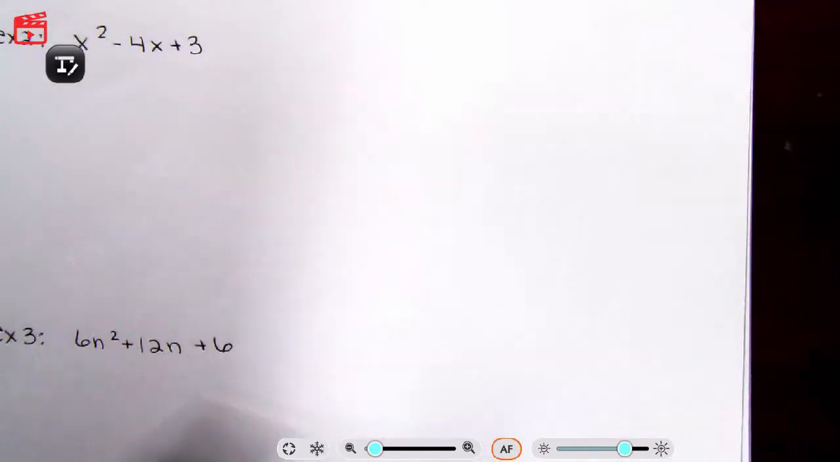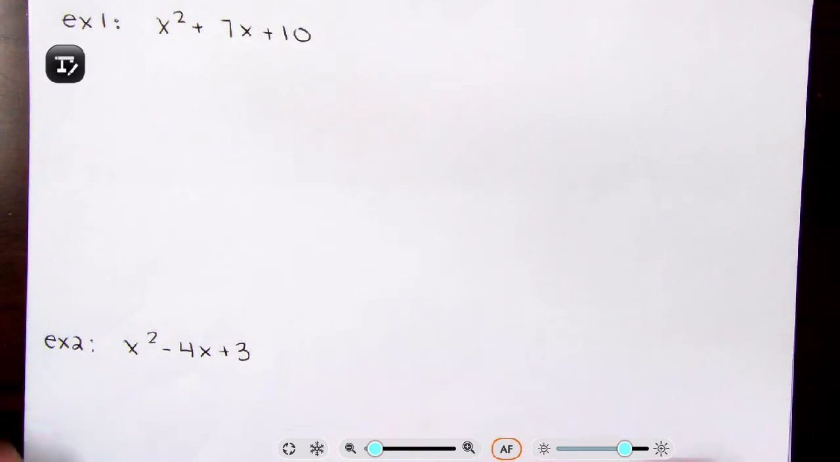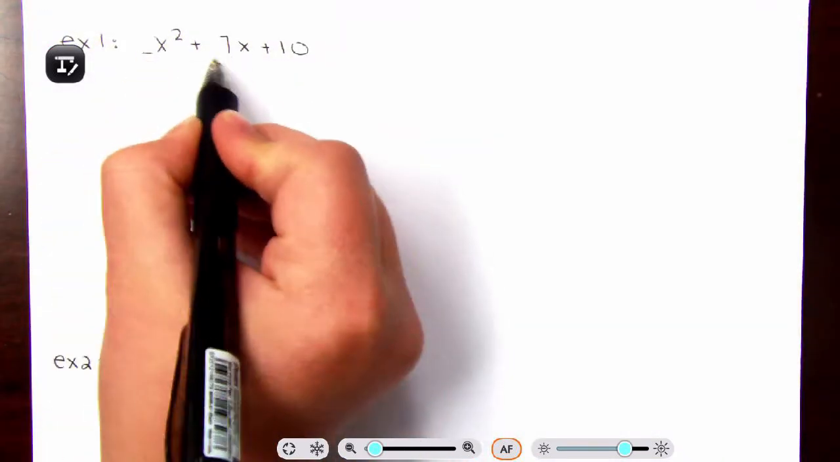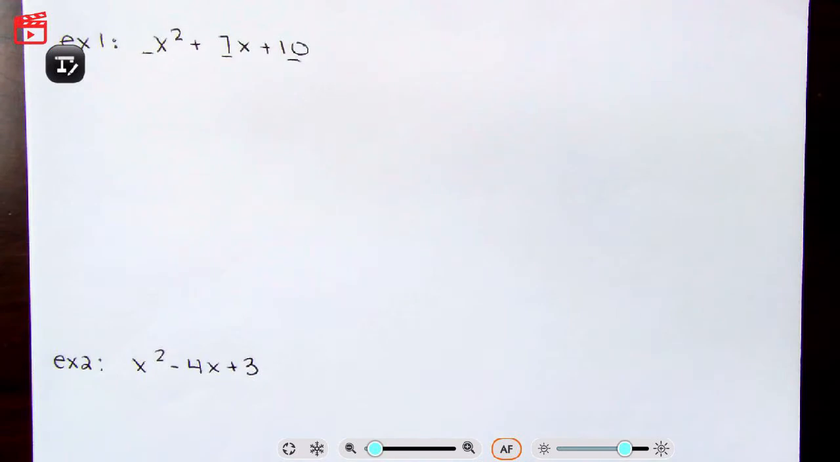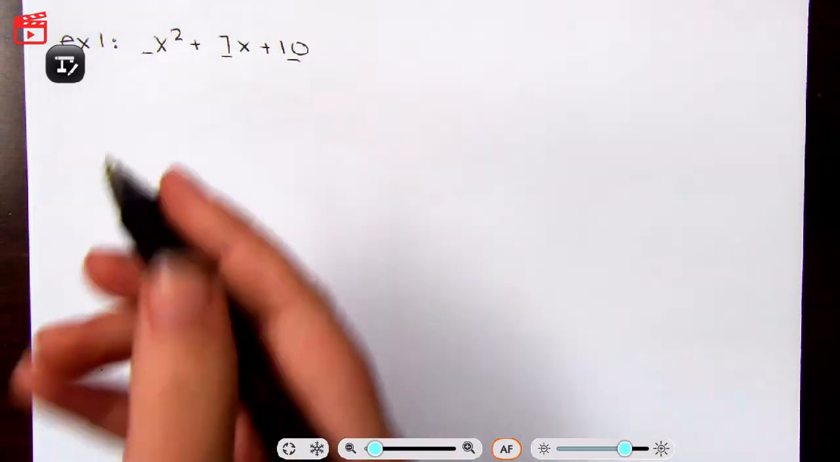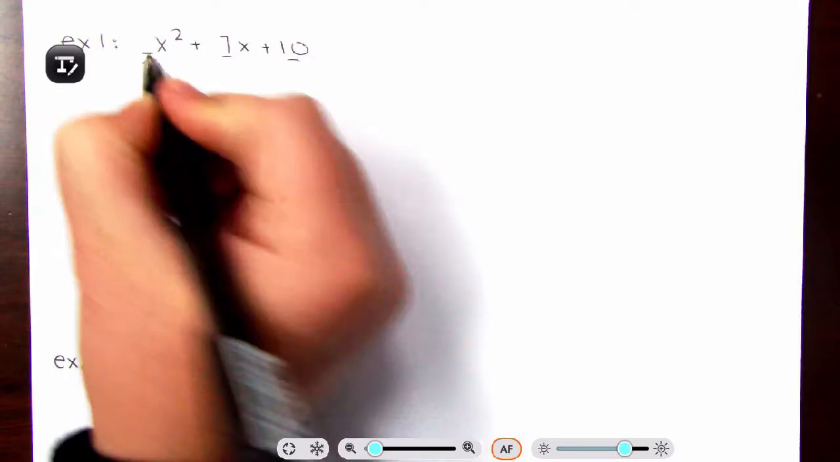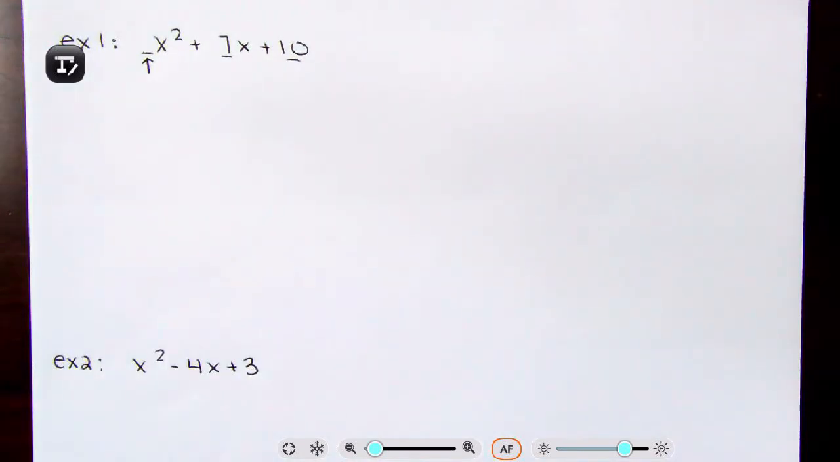Let's do examples. Got 3 examples for us to do. Step number 1 is to factor out GCF. Do I have a GCF? I have a 1, a 7, and a 10. There's nothing in common between a 7 and a 10 and a 1 besides 1, but that doesn't really help us. So we move on. Step number 2 is identify the leading coefficient. Do I have a number out in front? No. So we're good. We move on.